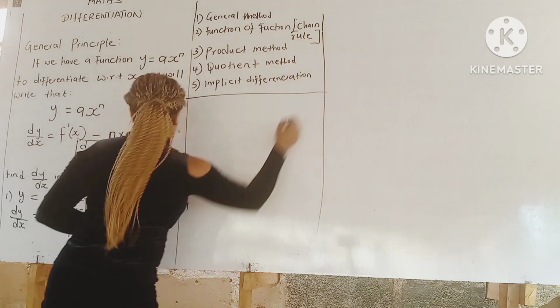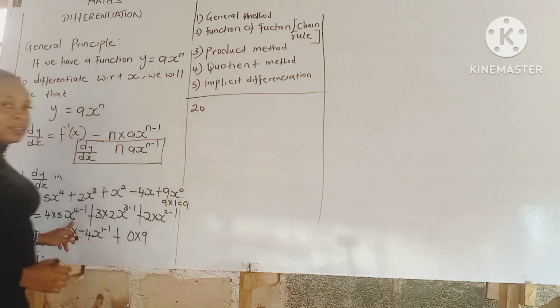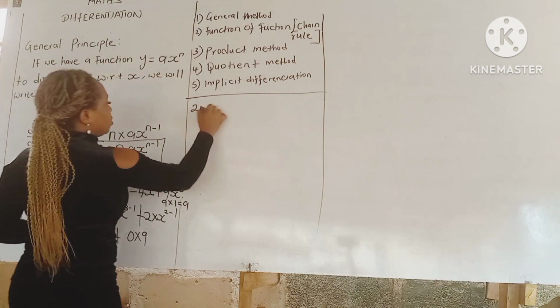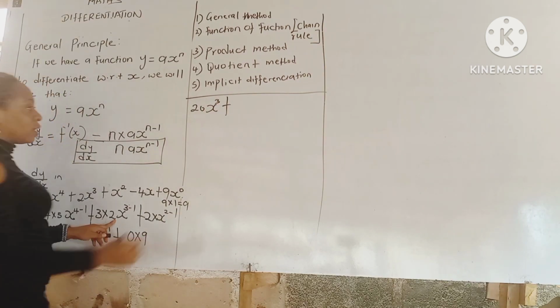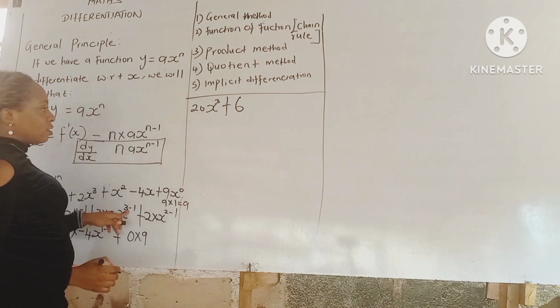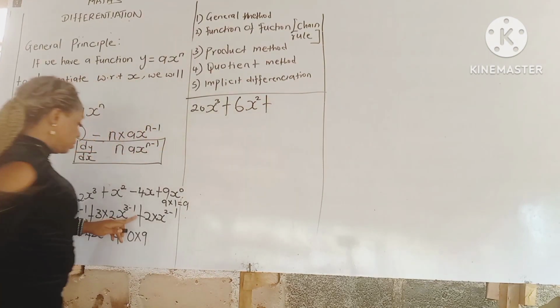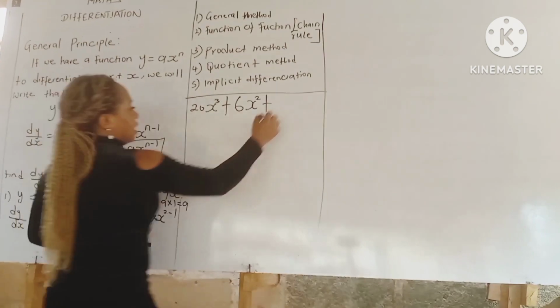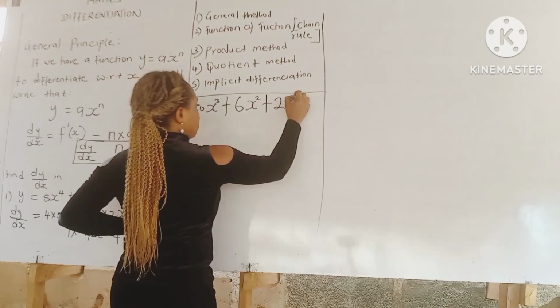So let's start solving this. 5 times 4 will give you 20x. 4 minus 1 will give you x raised to power 3. Plus 3 times 2 will give you 6x. 3 minus 1 will give you x raised to power 2. Plus 2 times x will give you 2x. 2 minus 1 will give you x raised to power 1.